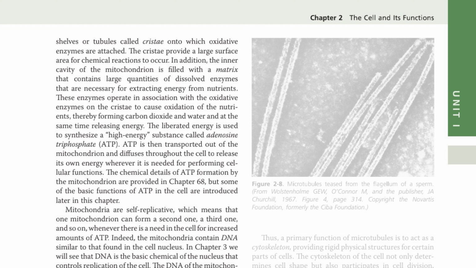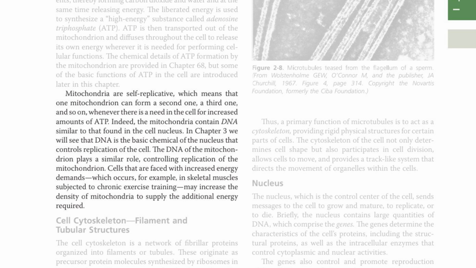The chemical details of ATP formation by the mitochondrion are provided in Chapter 68, but some of the basic functions of ATP in the cell are introduced later in this chapter. Mitochondria are self-replicative, which means that one mitochondrion can form a second one, a third one, and so on, whenever there is a need in the cell for increased amounts of ATP.